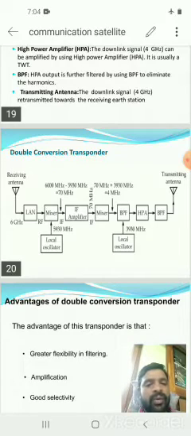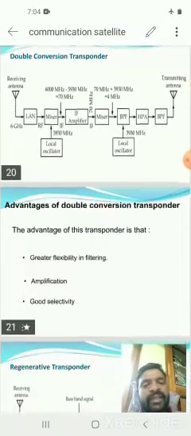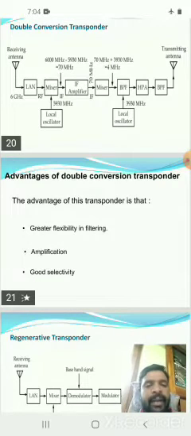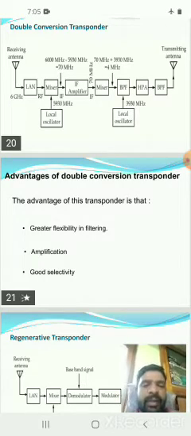Only one extra mixer stage is added for double conversion. Advantage of the double conversion transponder: the advantage of this transponder is greater flexibility in filtering. So flexibility is more in filtering, amplification is easy, and there is good selectivity, that means selecting the required signals. So selectivity is more. These are the advantages of double conversion transponders.